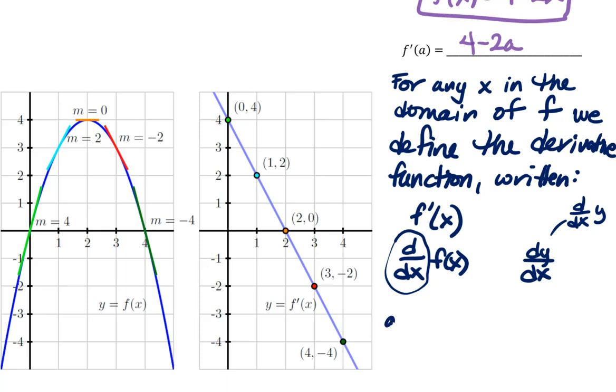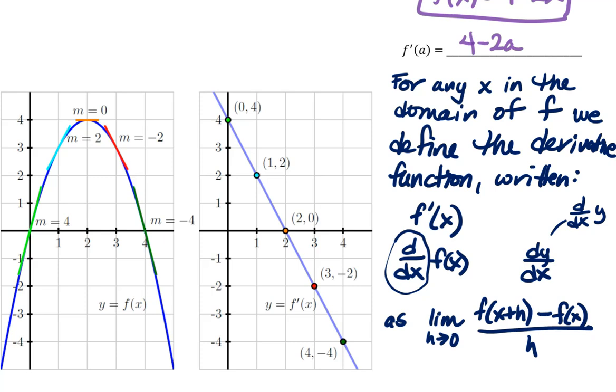All right, so we define it as the limit as h approaches 0 of f of x plus h minus f of x all over h. So you will crunch through your difference quotient work. You will evaluate the limit as h approaches 0, and what you end up with will be the derivative of f, the derivative function.